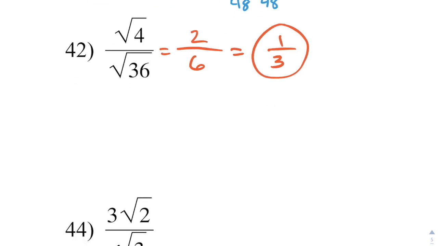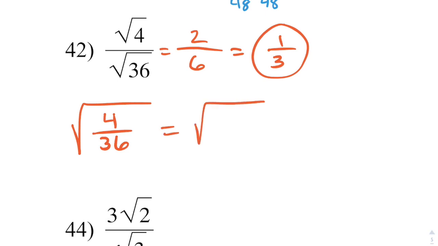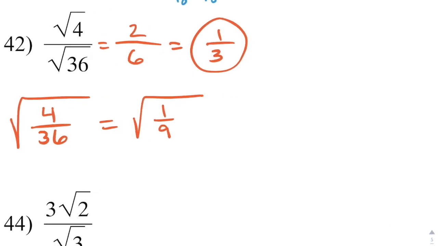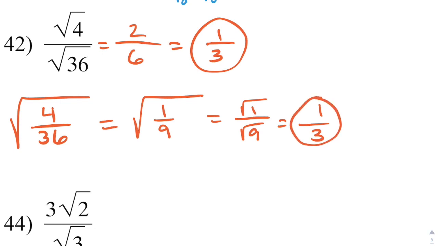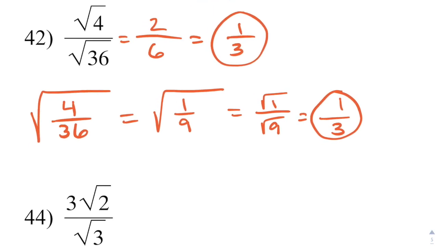Again, let's say you put it under one radical. Check this out. 4 over the square root of 36. Well, that's equivalent to, what's 4 over 36? Well, that's 1/9, right? 9, 18, 27, 36, 1/9. Then you break it back up into the square root of 1 over the square root of 9. Well, the square root of 1 is 1. Square root of 9 is 3. You have the same answer. That's another option for solving it.